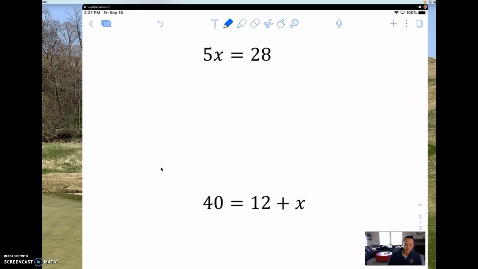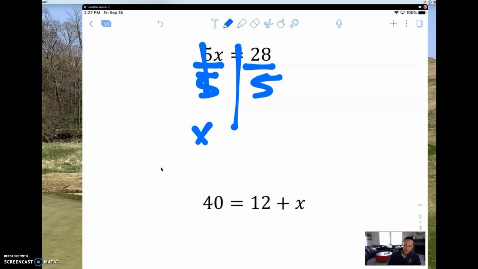We go to the next one. The x is being multiplied by 5. So to get rid of a multiplying by 5, you have to do the opposite, which is divide by 5. So we're going to divide both sides by 5. And we get x equals 28 divided by 5 is 5.6.